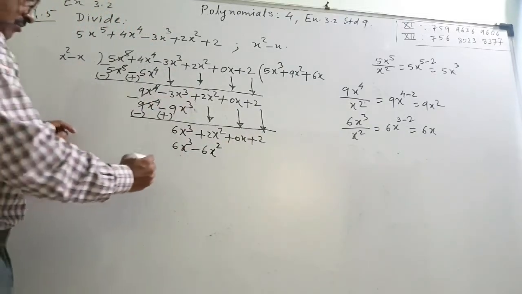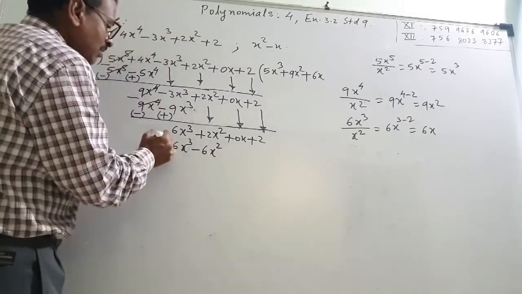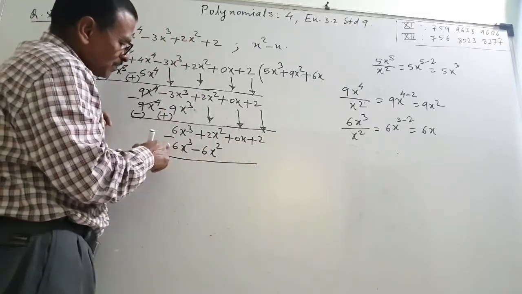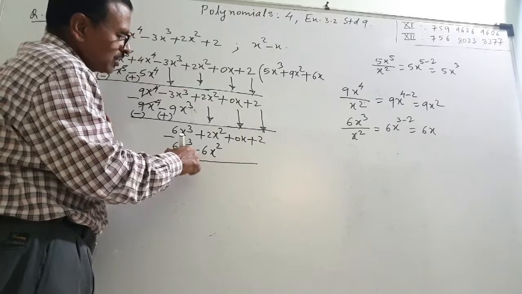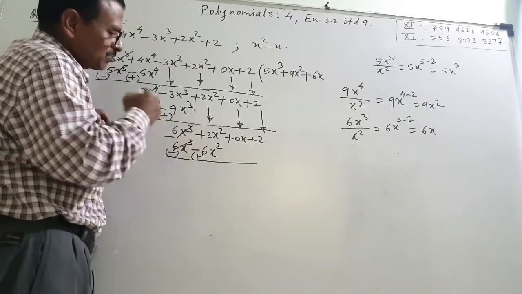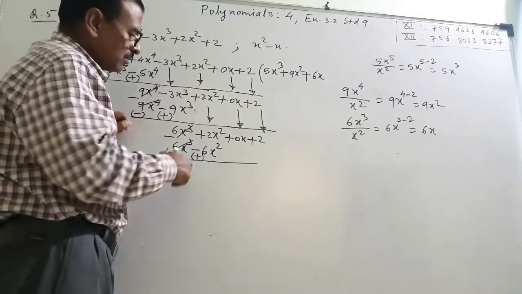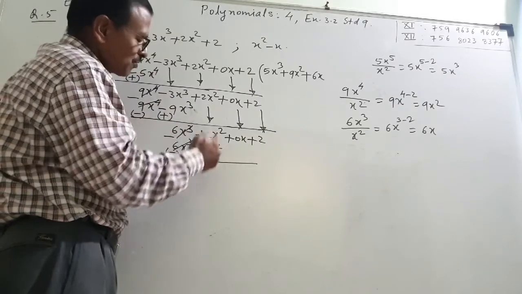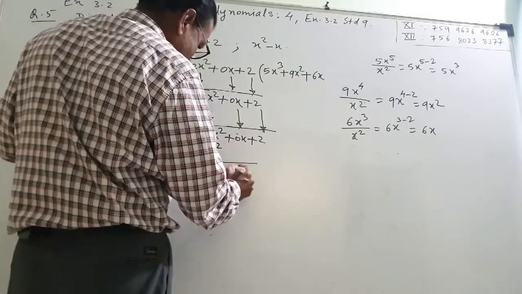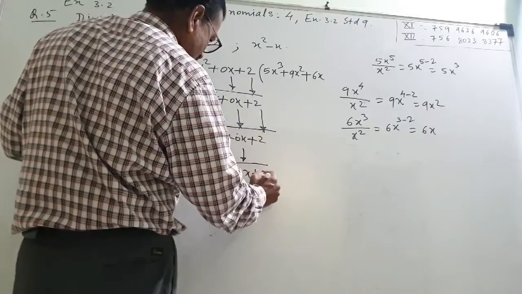So this multiplication is over. So I will write the sign minus here and here I will change the signs. This is plus, it will become minus. This is minus, it will become plus. This 6x cube are opposite signs, so cancel. So this is plus 6x square plus 2x square, that is plus 8x square. This I will take down, plus 0x plus 2.